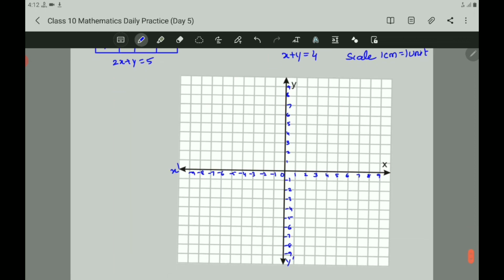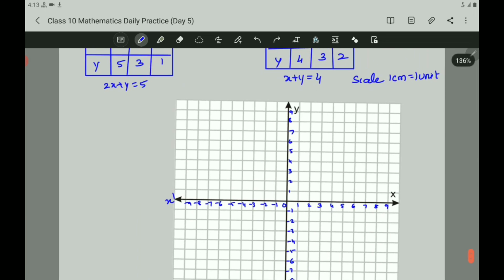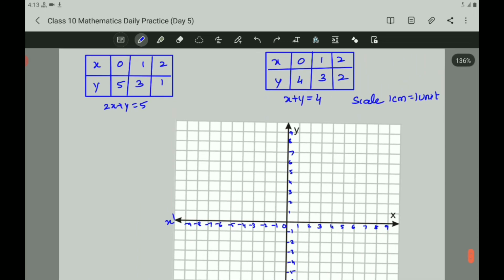So here you have taken 1, 2, 3, 4, 5, 6, 7, 8, 9. Here also you have taken 1, 2, 3, 4, minus 1, minus 2, minus 3 like this way. On the upper side of the x-axis we have taken positive and below the x-axis we have taken negative. That you know. You have done many graphs, so follow the same steps here.